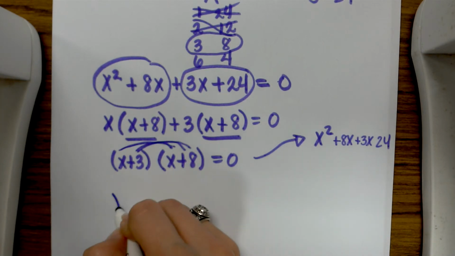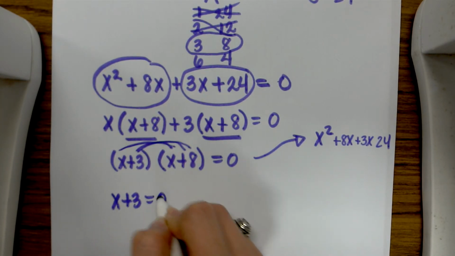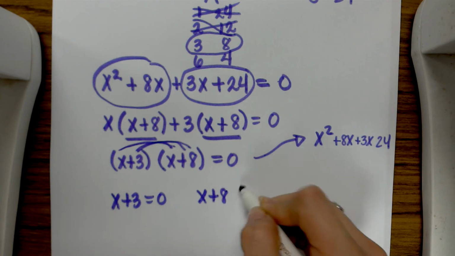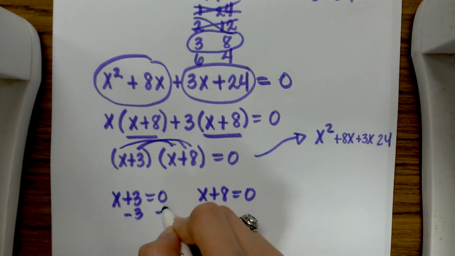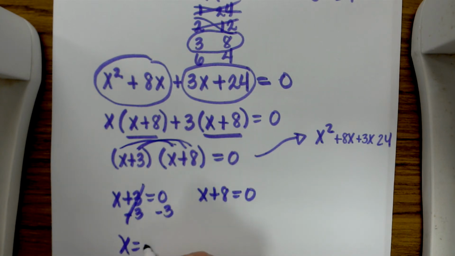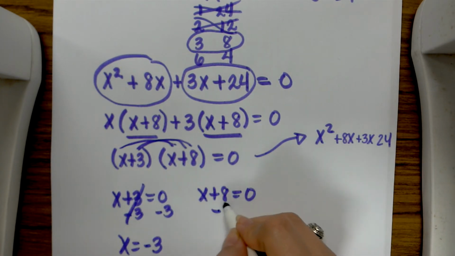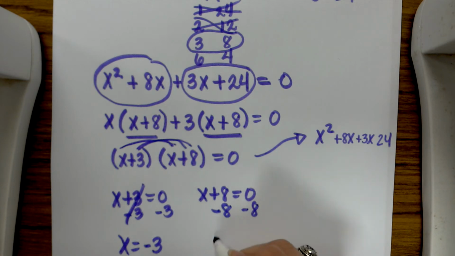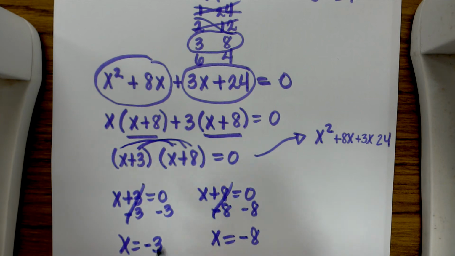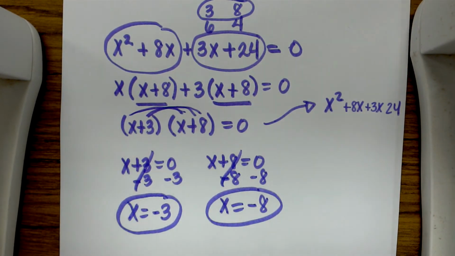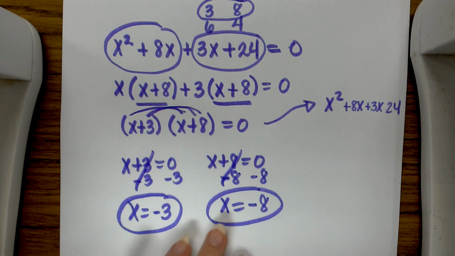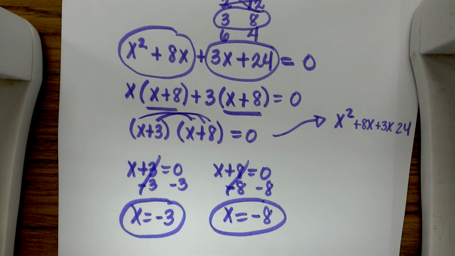All we have to do is solve. So we have x plus 3 is equal to 0. And x plus 8 is equal to 0. So I'm going to subtract 3 from both sides. My x is equal to negative 3, and I'm going to subtract 8 from both sides. So my x is equal to a negative 8. So these are my roots. These are my solutions. X is equal to a negative 3, and x is equal to negative 8. If you get onto Desmos, you can double check and make sure it works.